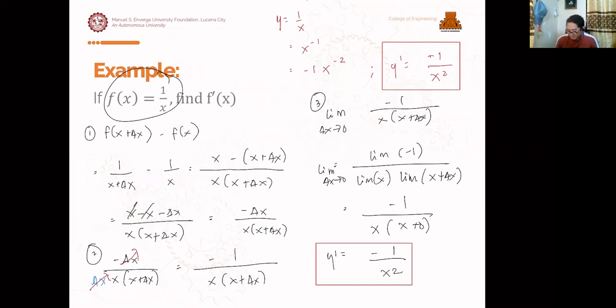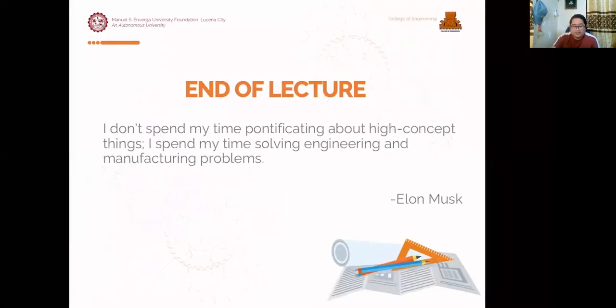Question? Okay, so siguro to properly practice tong problem na to, I'll be giving an activity regarding derivative by increment. Okay? So yun yung activity natin for midterm na lang para ma-practice kayong mag-solve nung mismong derivative by increment natin. Okay? So, if you don't have any more questions, this ends our lecture for today.